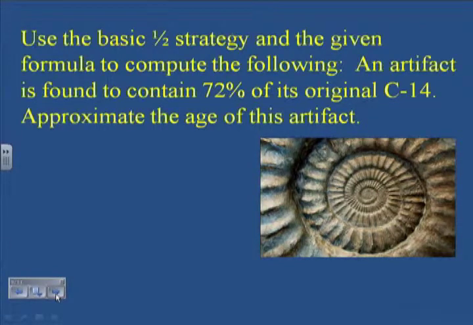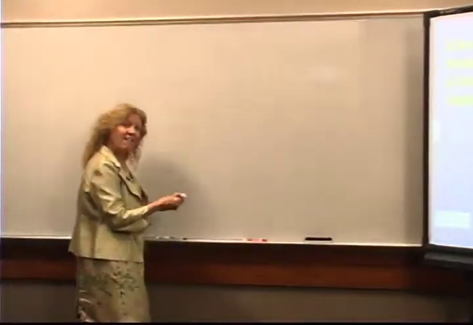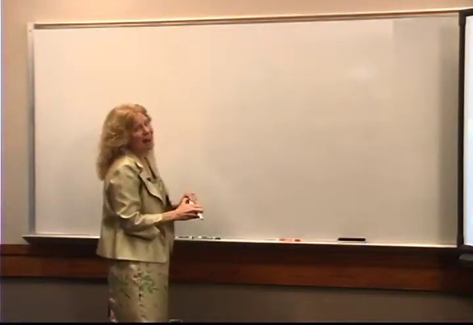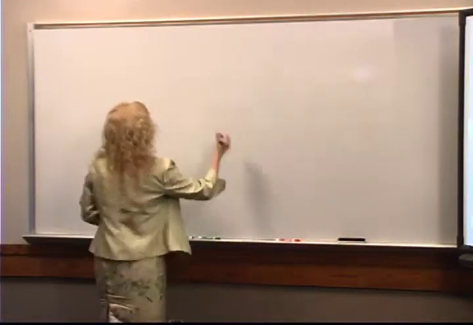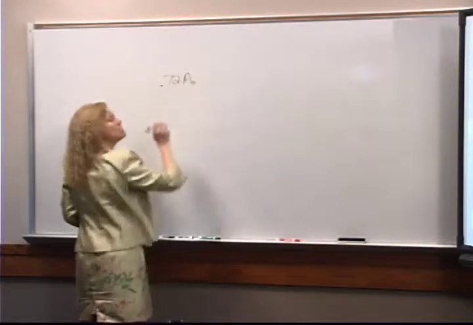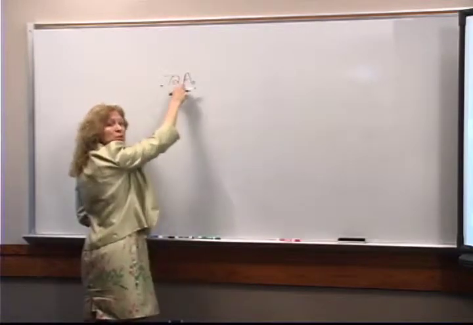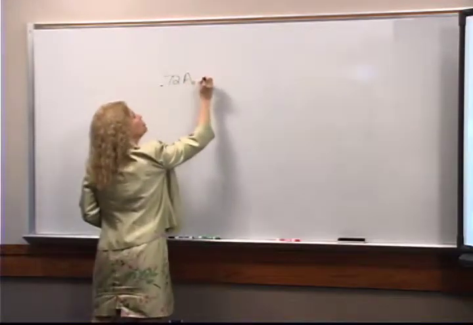72% of its original carbon-14 is still found in this particular artifact, and with that information only, we want to approximate the age of this artifact. Now, if we're going to use the 1/2 idea, which is the way I have a tendency to go based upon my background, I say 0.72 times my original amount. That's how much I have now, the original amount times 0.72.